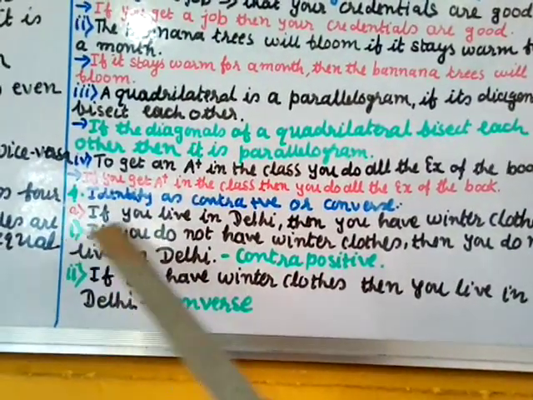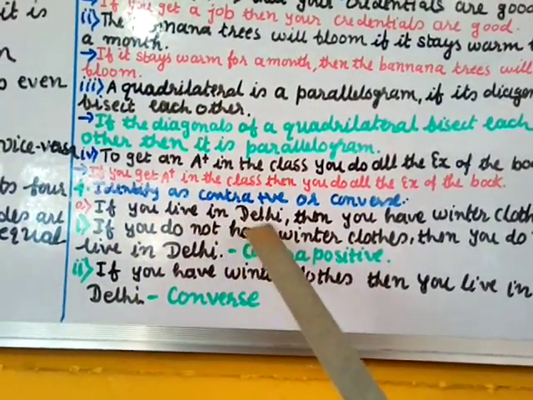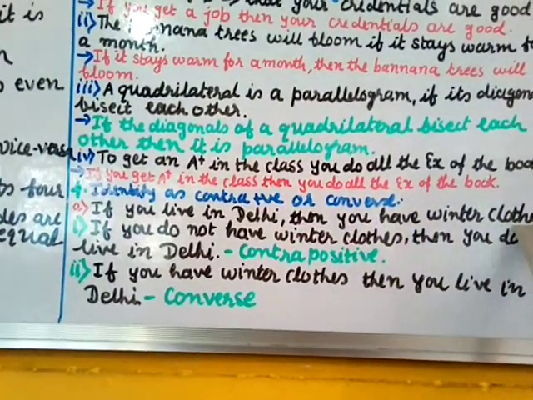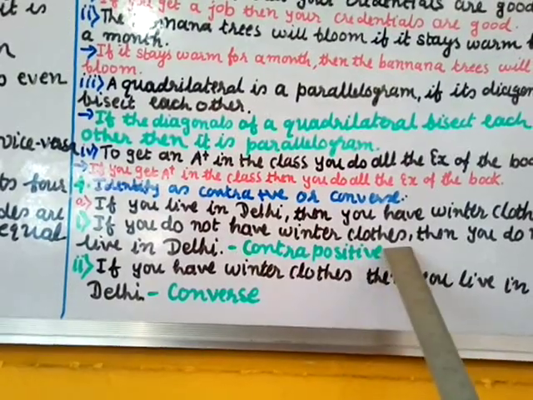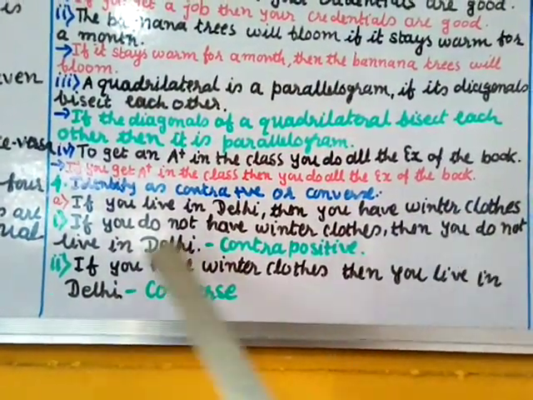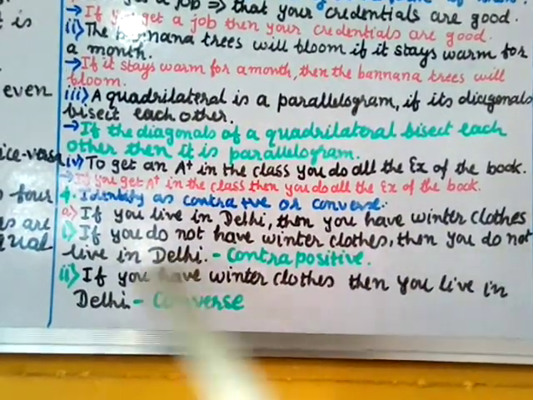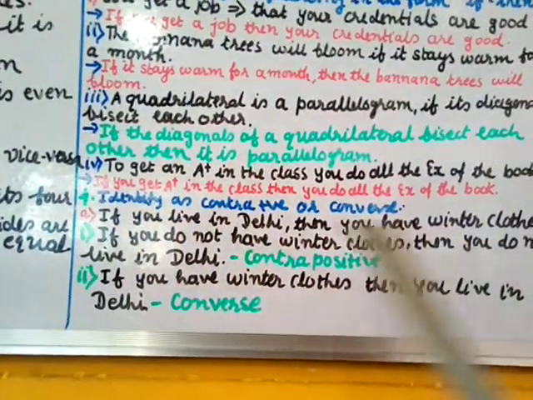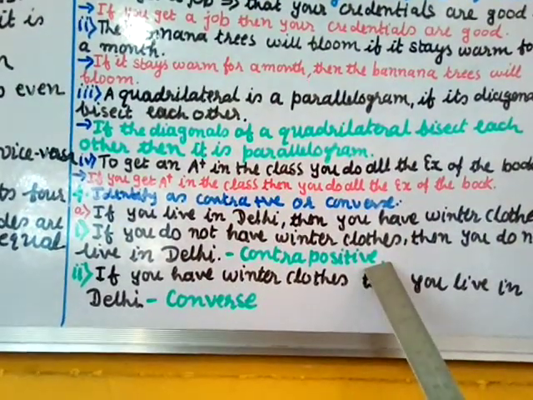Now here, in this statement there are two statements, right? One is if you live in Delhi, that is P, and the other, you have winter clothes, that is Q. Now what is written here is if you do not have winter clothes, so this is not Q, the negation of Q, then you do not live in Delhi, which is not P. So not Q implies not P, that means this is a contrapositive.